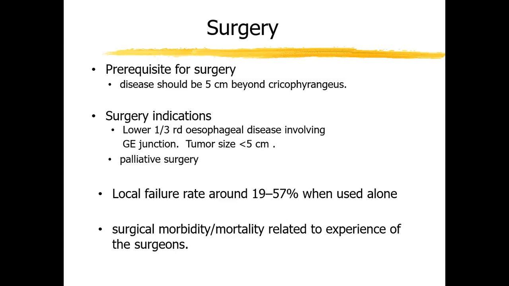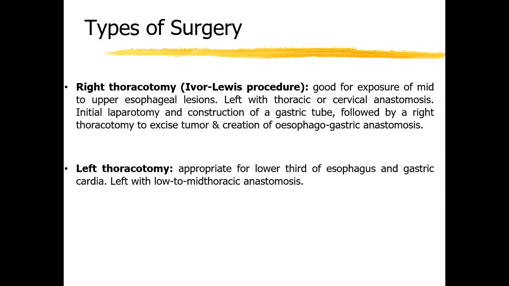So surgery indications: lower 1/3 of the esophageal disease involving the gastroesophageal junction, tumor size less than 5 cm; otherwise palliative surgery is indicated. Local failure rate is around 19 to 57% when used alone. So it means you have to say to the patient that surgery is not the only modality. You have to go through chemo and the radiotherapy.